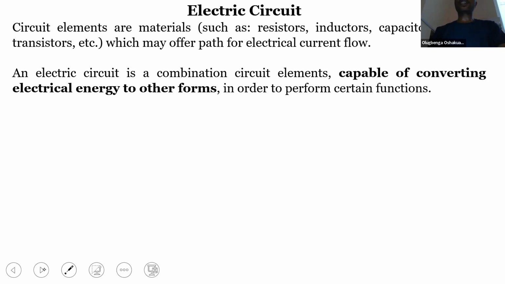So we have different circuit elements: resistors, inductors, capacitors, diodes, transistors. These materials may also offer resistance to the free flow of current. Along the line, we'll get to capacitors, reactance, and the likes, and you'll see capacitors also impeding the free flow of current.